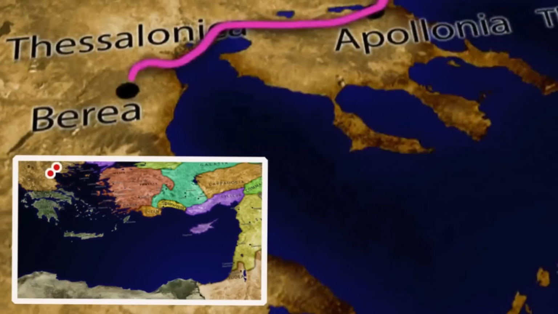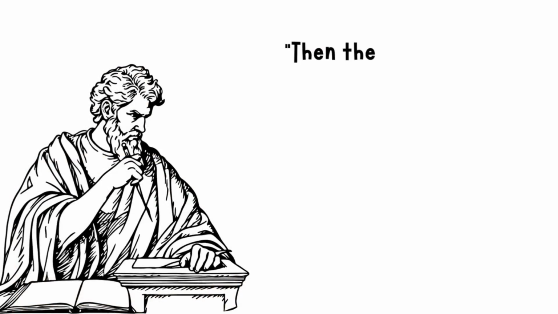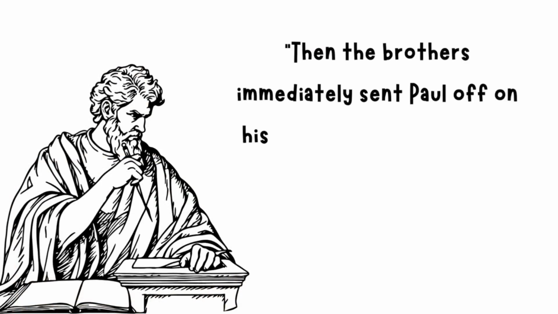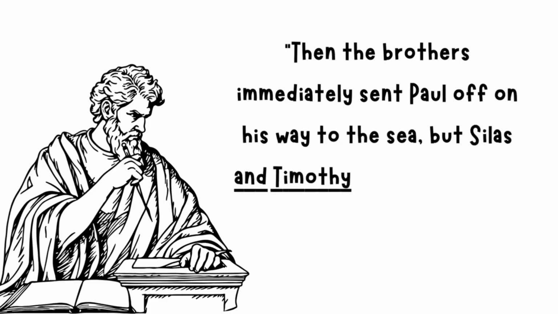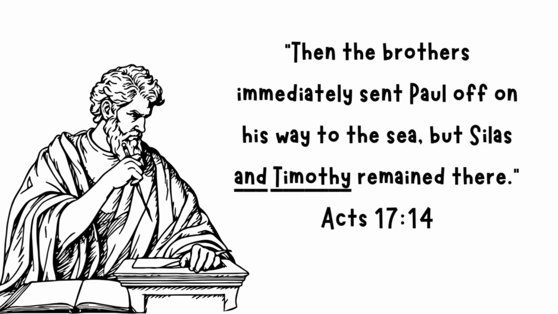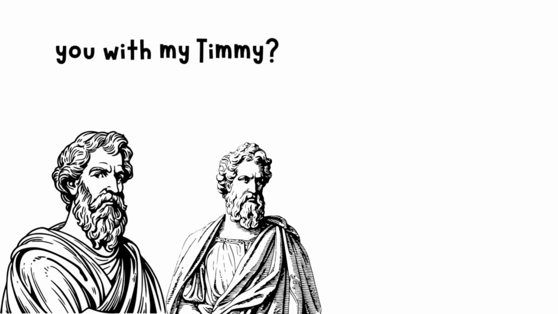Then comes this really sneaky part. The brothers secretly send Paul and Silas to Berea at night, and when they get there, they hit up the local Jewish synagogue. That's when Timothy pops back into the picture. Acts 17:14 says, "Then the brothers immediately sent Paul off on his way to the sea, but Silas and Timothy remained there." So even though Timothy wasn't explicitly mentioned during the journey, Acts 17:10-15 shows that he was indeed still rolling with Paul at Berea.